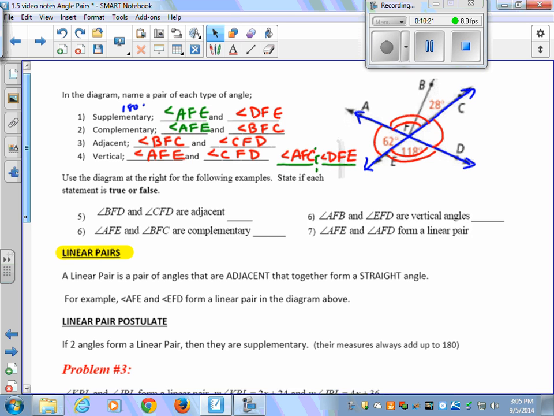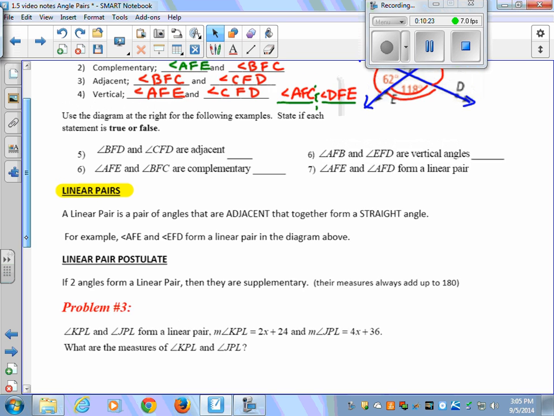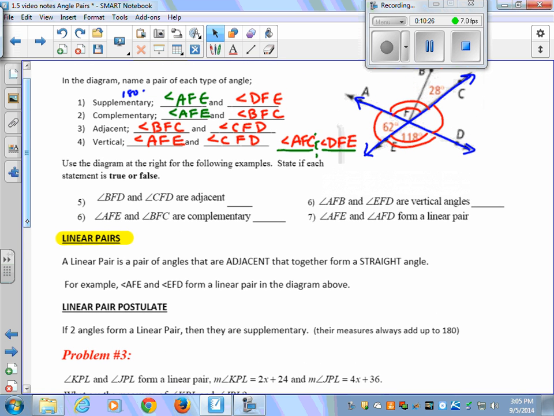Okay, so use that same diagram for the following examples. State if the statement is true or false. Again, pause the video and try this on your own, and then come back when you're done. So, BFD and CFD are adjacent. True or false? BFD and CFD. False, because they overlap.